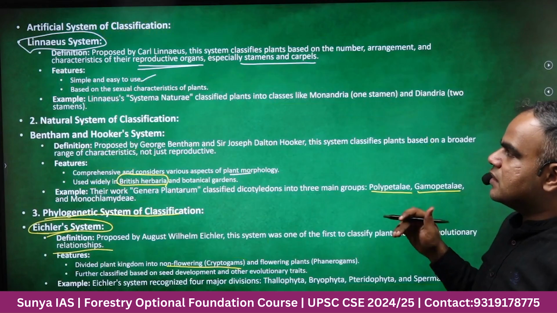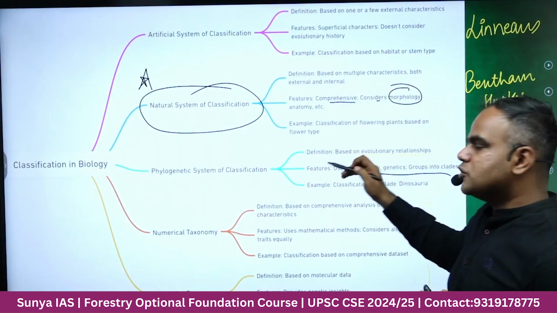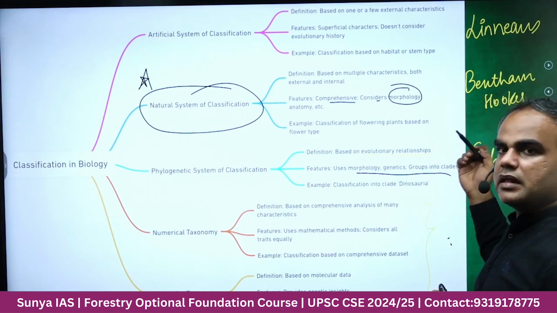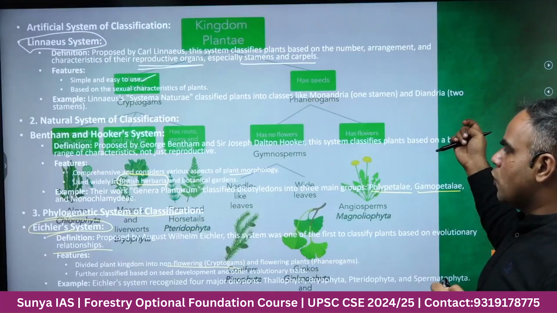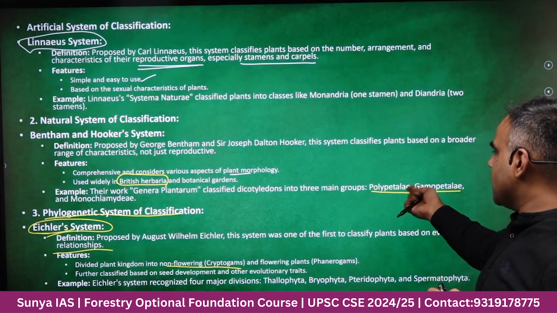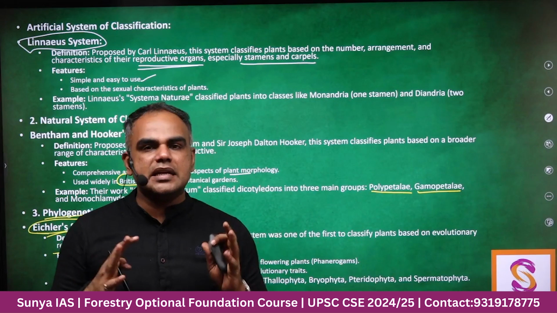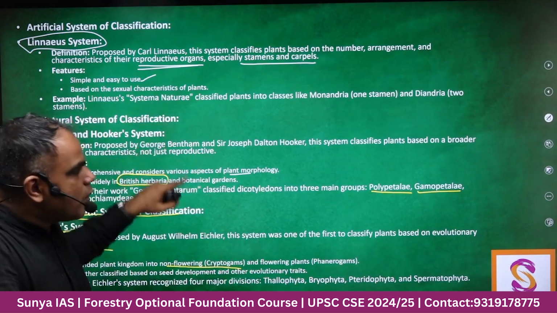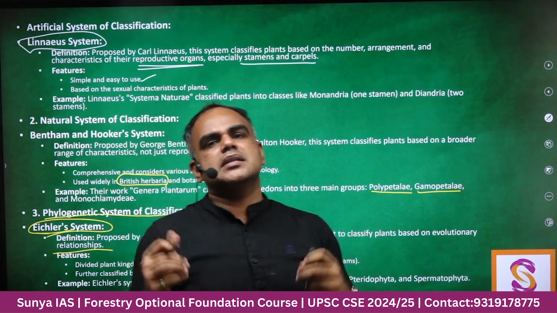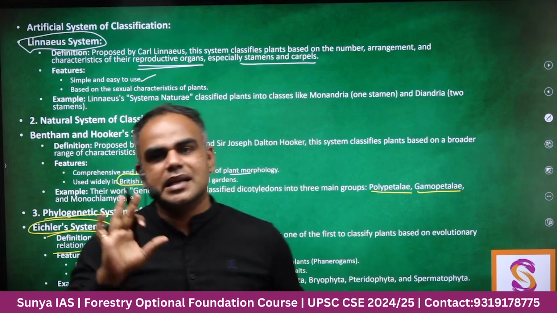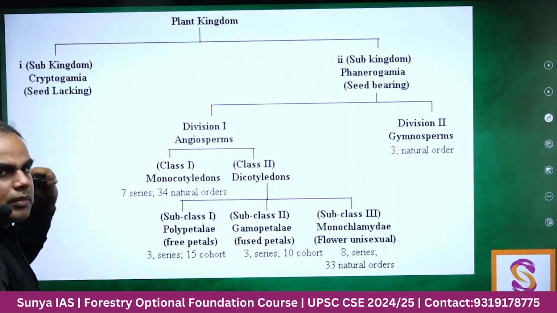We have seen, going back to our old mind map, artificial system, natural system, and phylogenetic. For phylogenetic, we will think about Eichler. In Eichler, we'll think about cryptogams and phanerogams. In Bentham and Hooker, we'll think about the overall system, which has 3 main groups: polypetalae, gamopetalae, and monochlamydeae. We'll also see what this is. And then the Linnaeus system. So first of all, take some time and absorb what we have spoken about. Linnaeus is the easiest, basically reproductive organs, stamens, etc. So 1 stamen, 2 stamen, this is how these are getting classified.